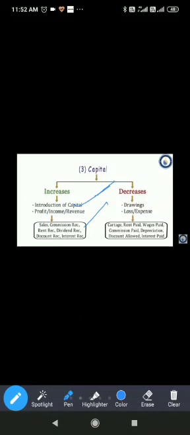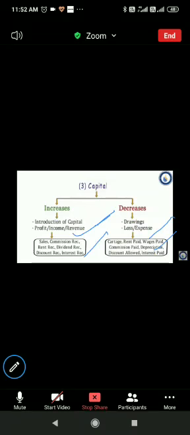Now, what will get decreased? What will get subtracted? All the drawings. Drawings means whatever you withdraw from the business for personal use, that comes under drawings, so it will get decreased. If there are any expenses, if you have paid rent, wages, salaries, commission, depreciation, discount allowed, all the expenses and losses, it will get decreased. Am I clear to everyone?